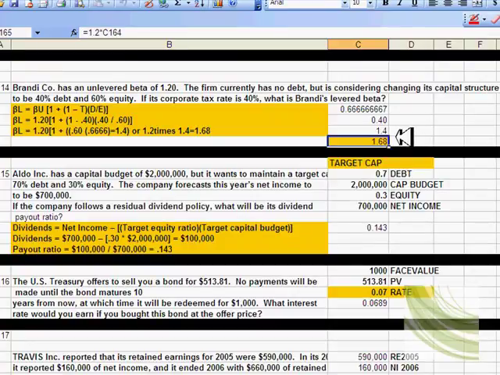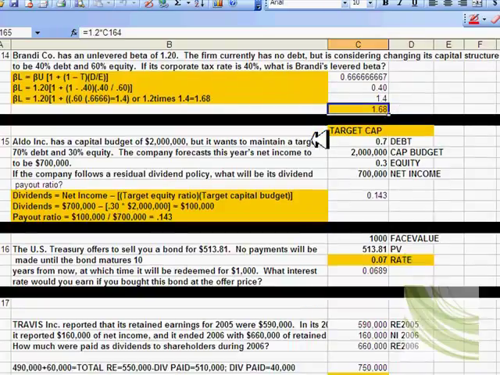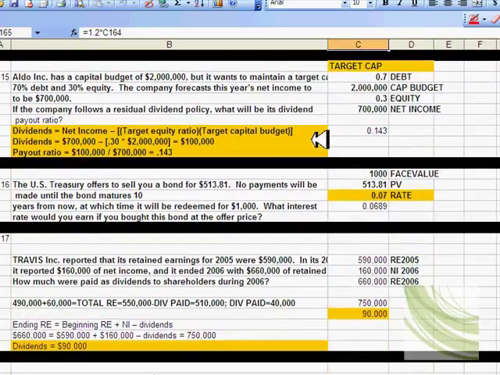Okay, so remember that the lower the debt ratio, the lower the interest rate the bank would charge, and the greater the risk, the greater the beta. The levered beta is going to be higher the more debt the company takes on. Let's do the next problem.